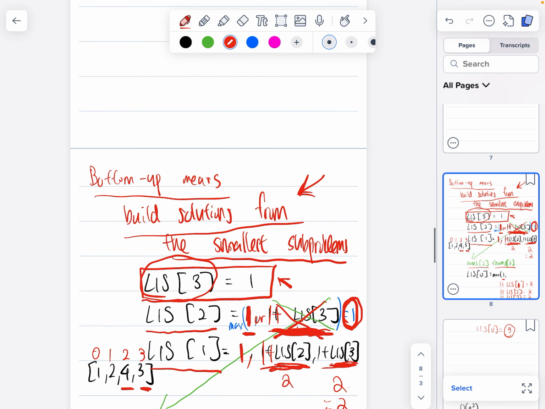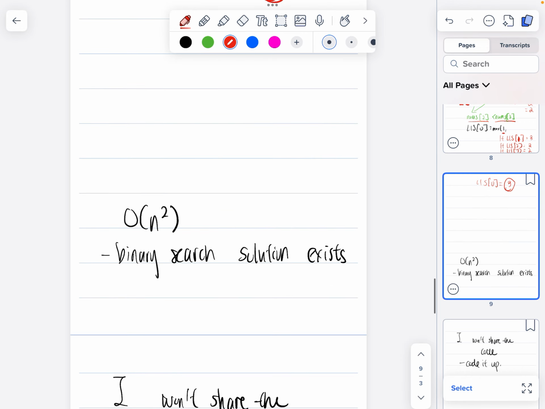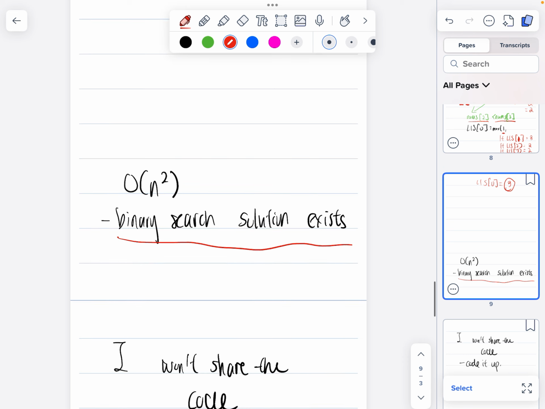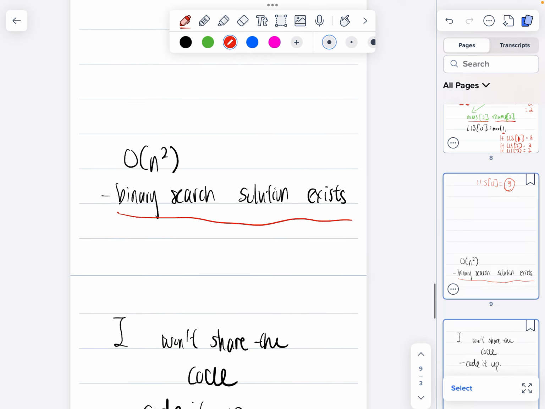So the idea is you build up solutions from the smallest problem. This is O of n squared. There's a binary search solution that exists. I didn't really explore that. If you guys want, I can do it, please let me know. I won't share the code, please try to code this up.